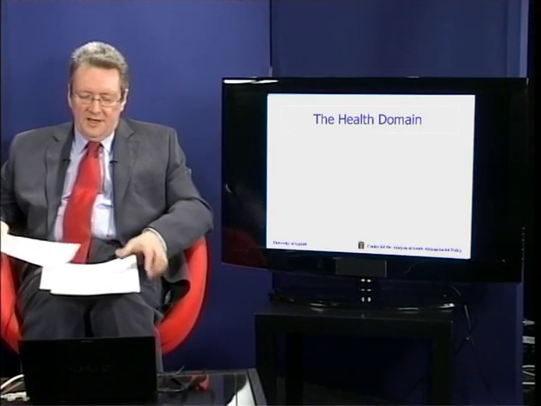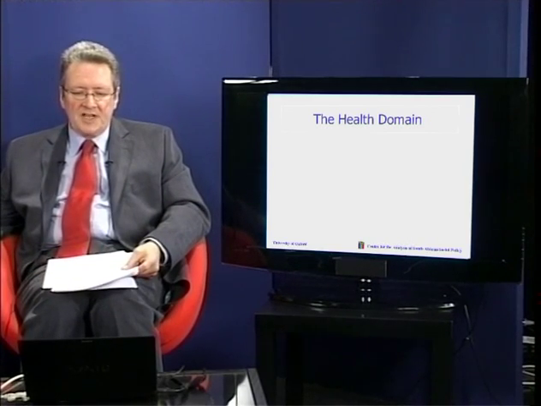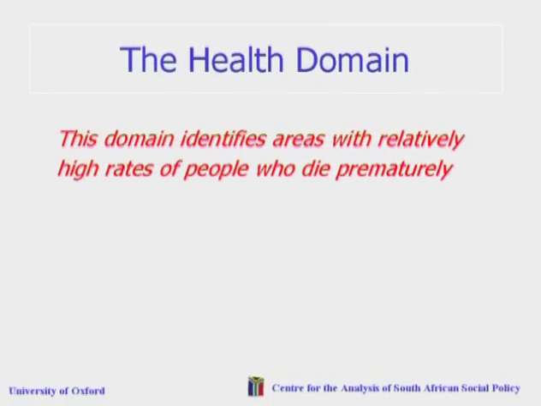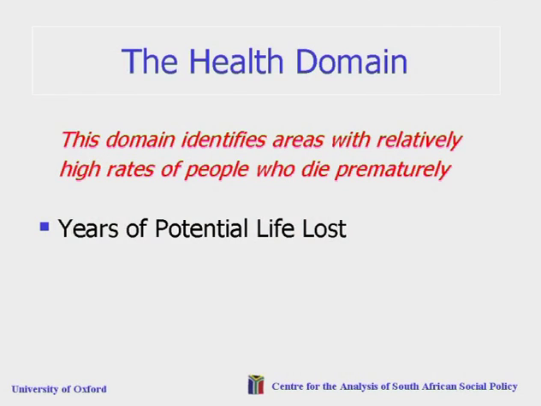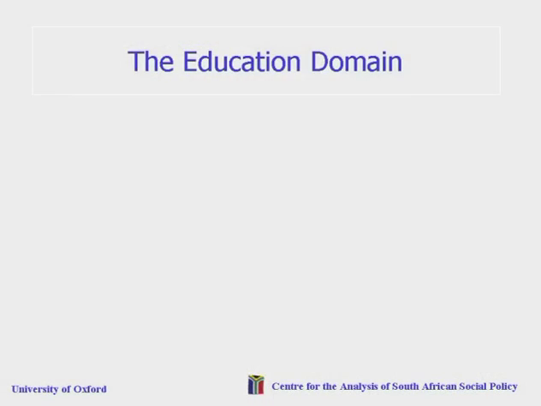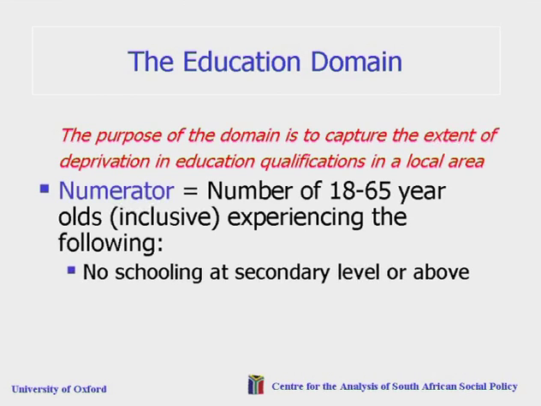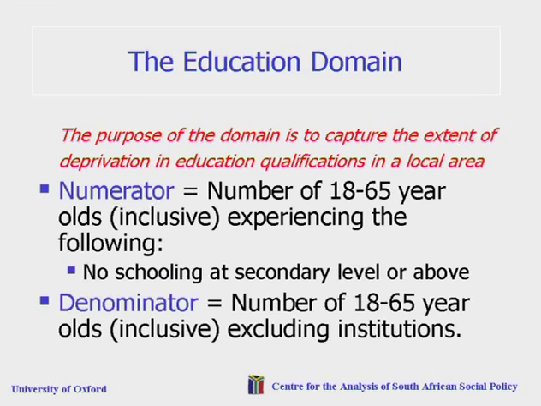The health domain specifically aims to capture areas where there are high rates of mortality. And indeed, the indicator we use here is one that's constructed. It's a kind of standardized mortality ratio, but it's called the years of potential life lost. It's an easier to understand expression of mortality than some of the standardized mortality ratios. The education domain tries to capture the extent to which people in the area lack educational qualifications. And for this, the numerator is the number of 18 to 65-year-olds experiencing no schooling at secondary level or above, and the denominator is the number of 18 to 65-year-olds in the population, excluding those in institutions.